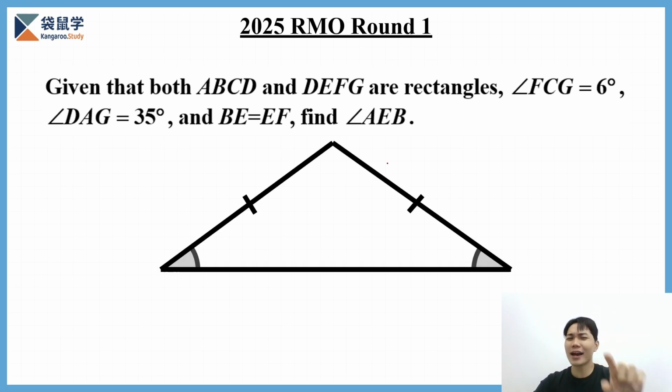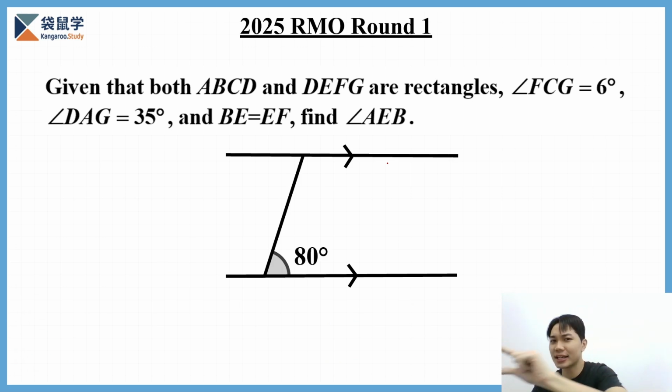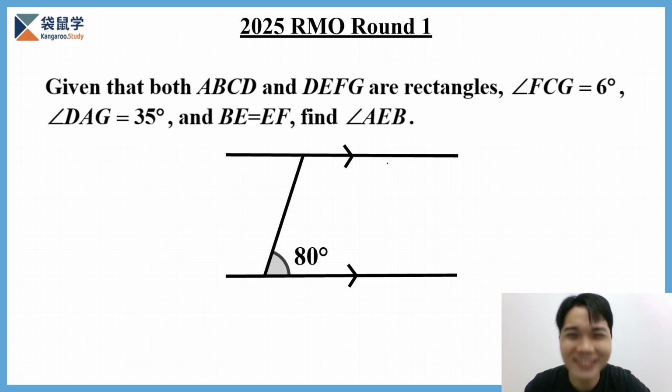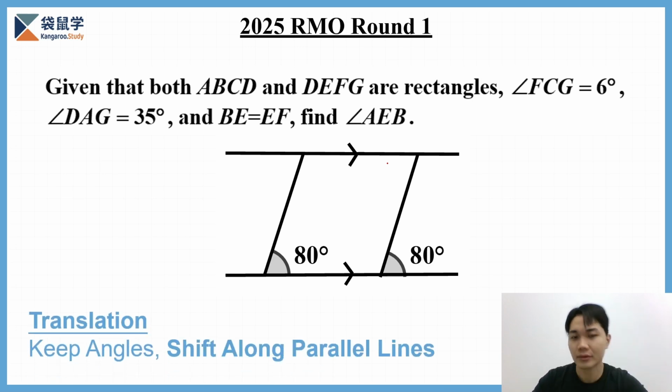You notice, if I have two parallel lines here and I shift this line along the parallel lines, what can I say about the angle? It remains the same. It remains the same. So when you want to shift a particular line so that you maintain the angle, you must always think of shifting it along parallel lines. We call this translation, which is keeping the angles. Okay. So now we have these two pieces of information.